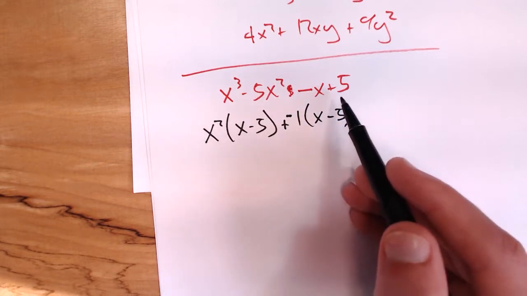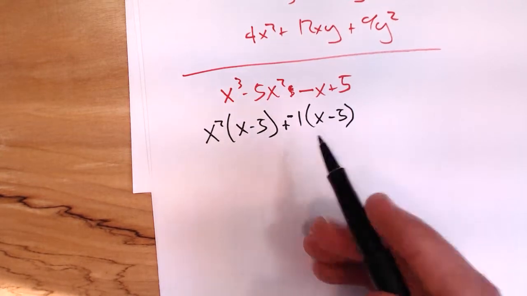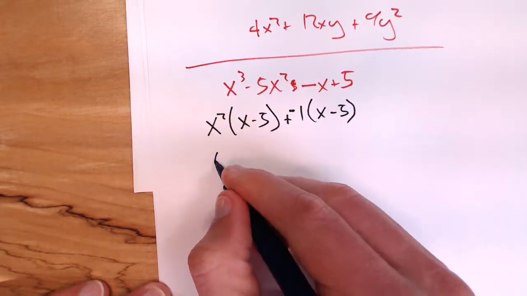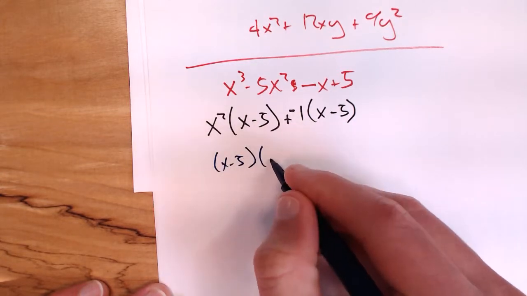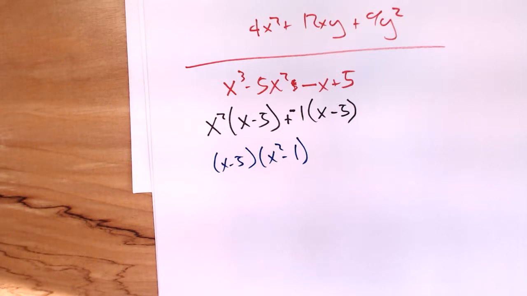And minus 1 times minus 5 is plus 5. All right, so now if you have the same thing here and here, then you can factor out this whole term, and I get x minus 5 times x squared minus 1. So there you go, that's factoring by grouping. And again, you can FOIL to check if you need to.